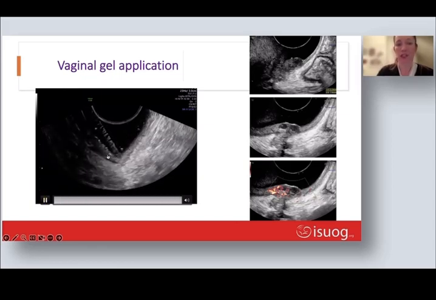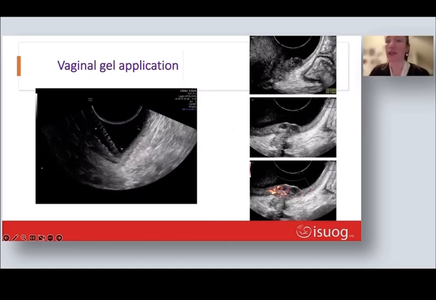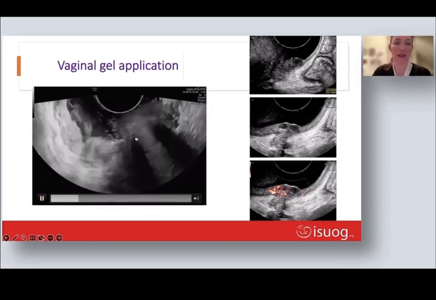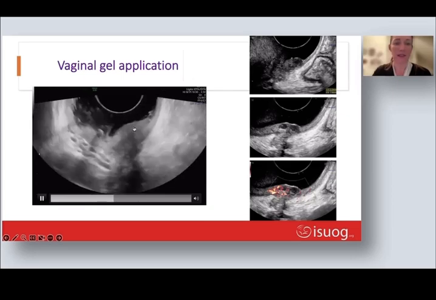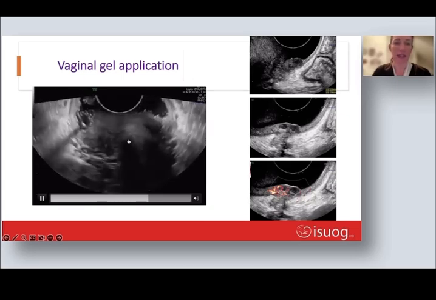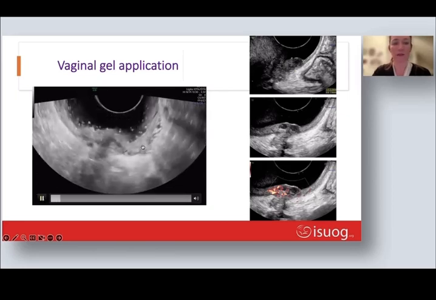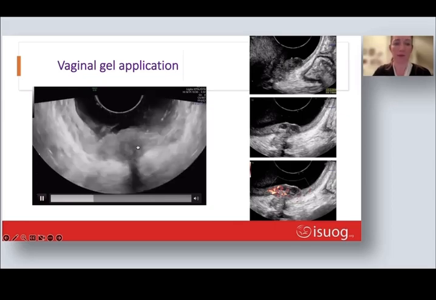Here we can see the normal vaginal wall with vaginal gel application. And here we can see the lesion in the posterior vaginal fornix, consisting of some cysts filled with ground glass echogenicity. And here is another case of vaginal endometriosis assessed using vaginal gel application, where we see a thickening of the vaginal wall and hypoechoic areas.